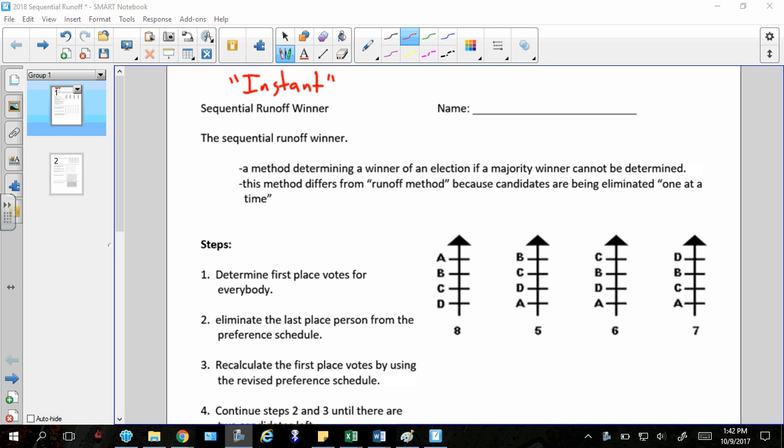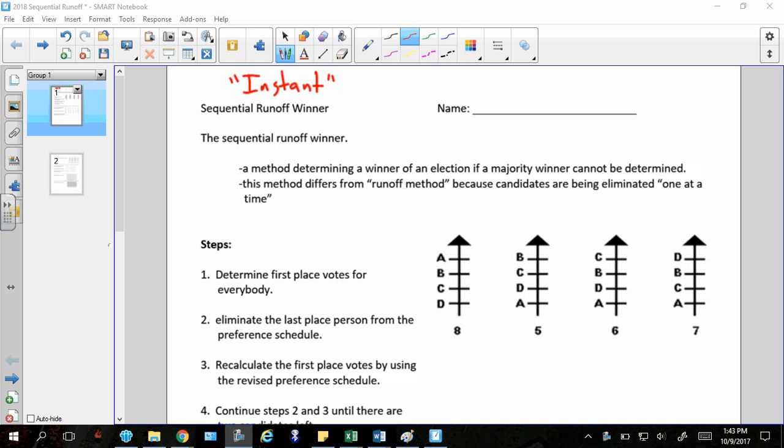All right, in this video we're going to be talking about the sequential runoff winner. Now, there's many times in class I ask you to look some things up on YouTube. It's actually referred to on YouTube a lot as the instant runoff winner, so just keep that in mind. The sequential runoff winner, here we go.